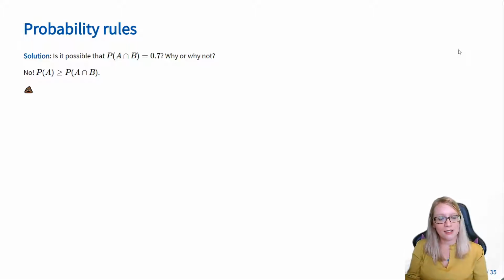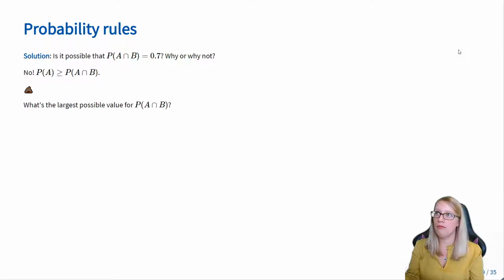Here's another way to think about it. The probability of A itself is 0.6. The probability of A intersected with another event cannot possibly be bigger than the probability of A. So no, this is not a valid response. The largest possible value for A intersect B is actually going to be 0.3. It's going to be the probability of B itself, since B is a smaller event in terms of probability.